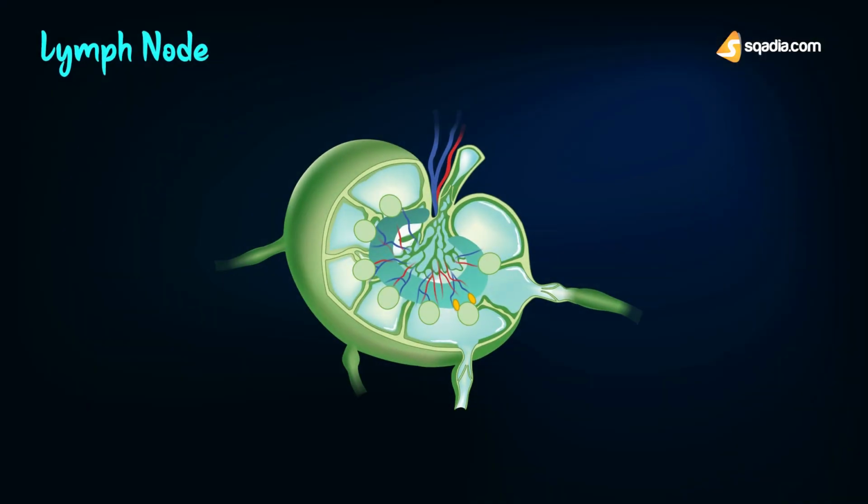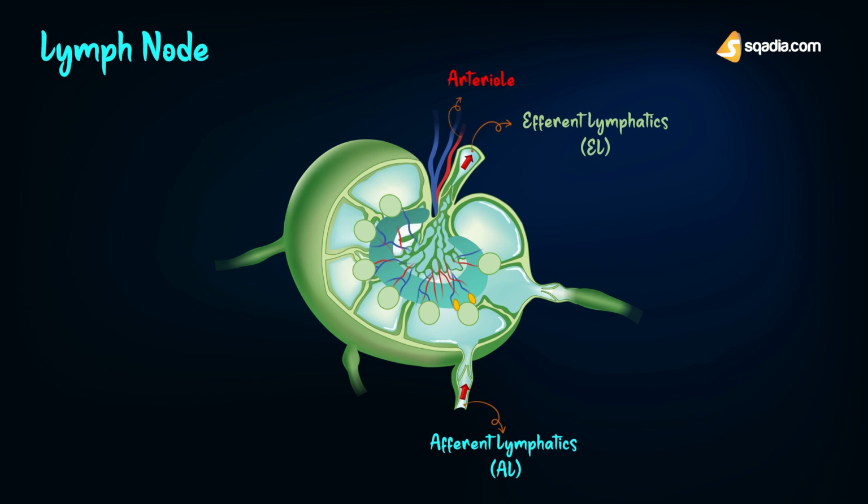Here, if you have a closer look at the structure of a lymph node, you will see incoming lymphatics, which bring lymph into the node. These are known as afferent lymphatics, or AL for short, while the outgoing lymphatics, through which lymph exits the node, are known as efferent lymphatics, or EL for short. In addition, there are small arteries, or arterioles, carrying the blood that nourishes the cells of the lymph node, as well as veins, through which this blood leaves the node. If you look carefully at this figure, you can also see the high endothelial venules.